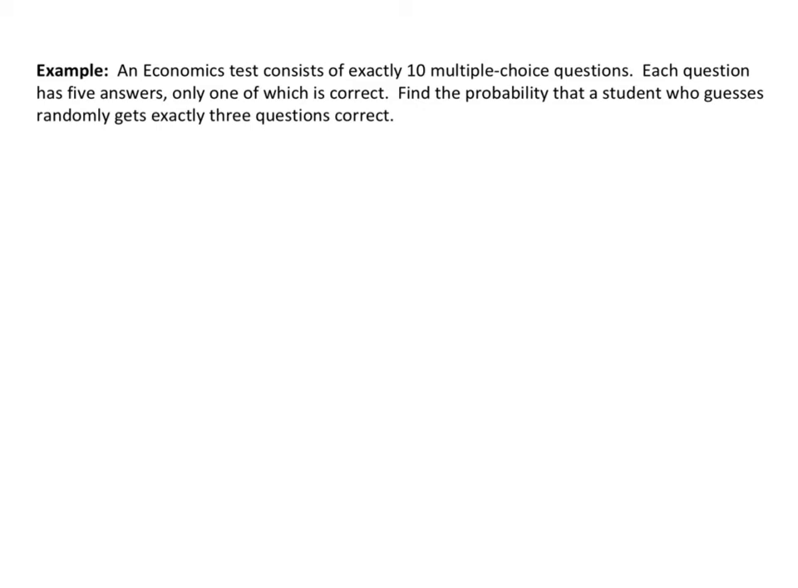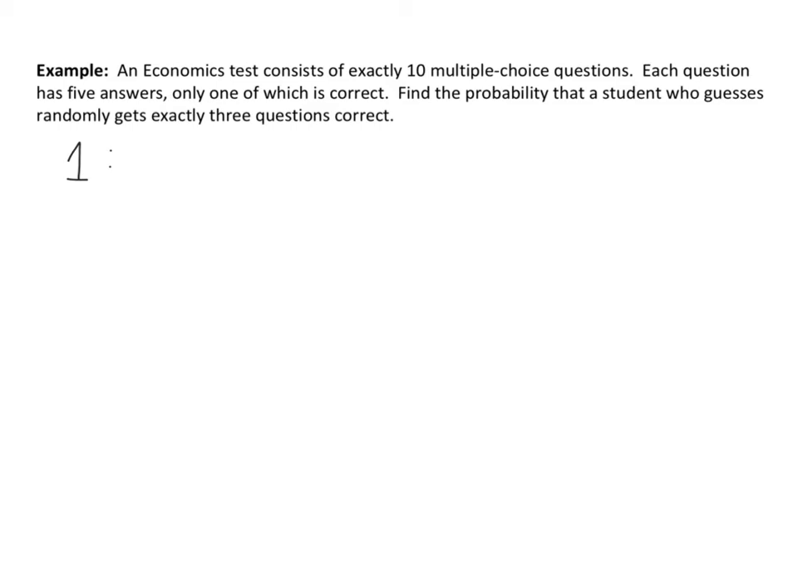An economics test consists of exactly 10 multiple choice questions. Each question has 5 answers, only one of which is correct. Find the probability that a student who guesses randomly gets exactly 3 questions correct. So pause the video, try this one on your own, make sure you can get it.